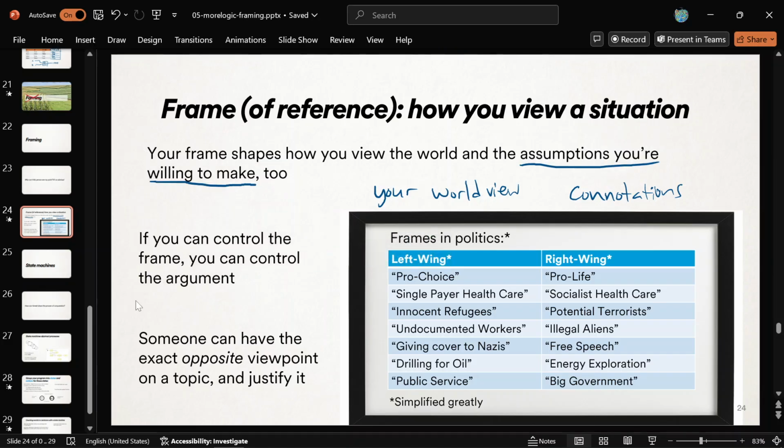This also tells us why some people can have the exact opposite viewpoint as we do, but still cannot justify it, because of the things that they're allowing themselves to assume. That's the idea. So here's a silly example of that.